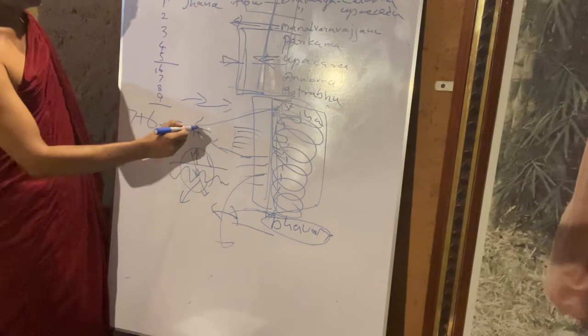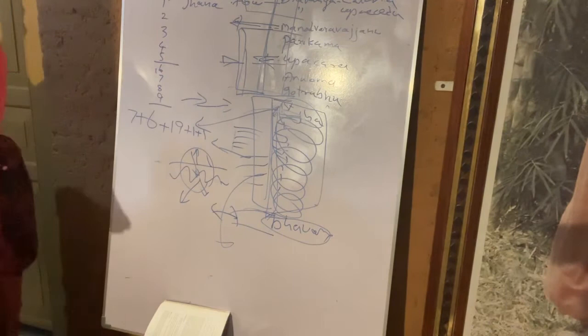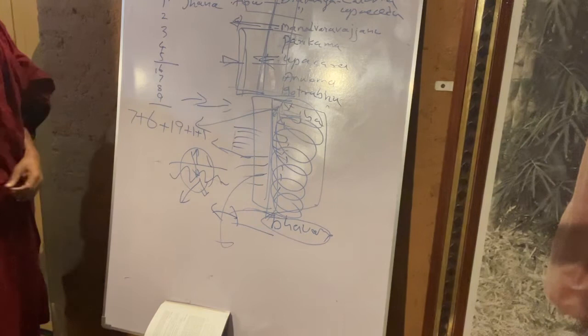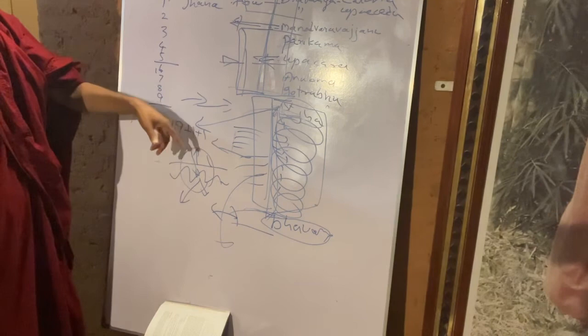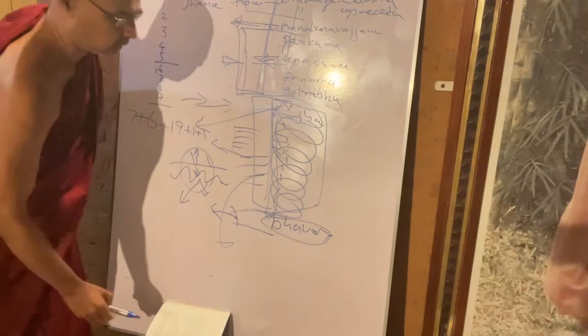All the jhanas come with wisdom. There is no jhana without wisdom. But that wisdom is not enough to attain nibbana. That's the problem. In order to attain nibbana, you have to develop another type of wisdom. This is basically wisdom about jhana and its fruits, kamma and its fruit. So this is the first jhana. So it's good to think about first jhana and try to attain first jhana.